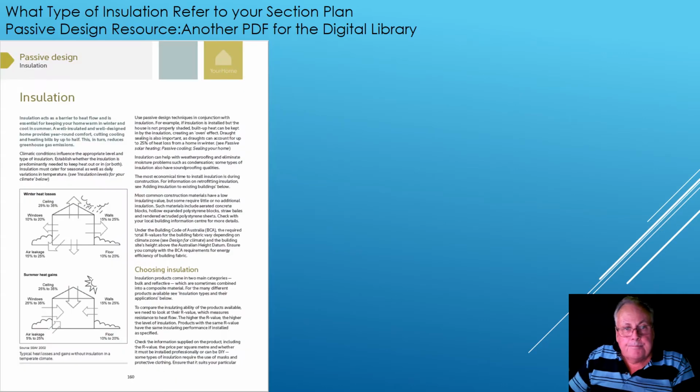Slide 3. I've put this in here because it gives you a really good indication and a short read about insulation. Why do we need insulation in our walls? And just quickly, we can actually see that from the ceiling, we'll lose 25 to 35% heat loss in winter, through windows 10 to 20%, walls 15 to 25%, and floors 10 to 20%.